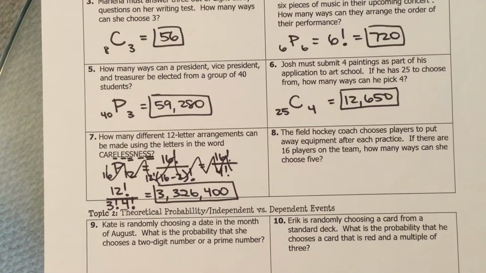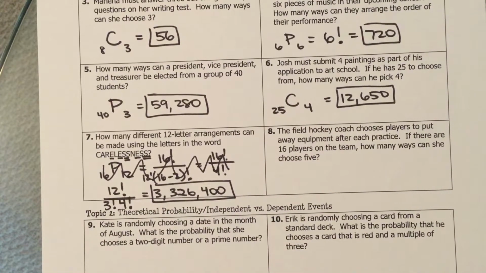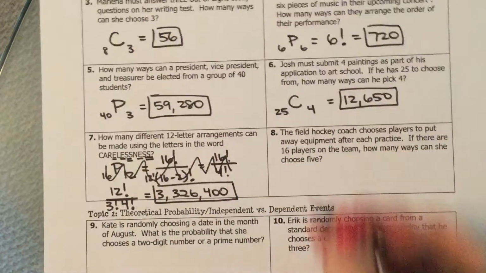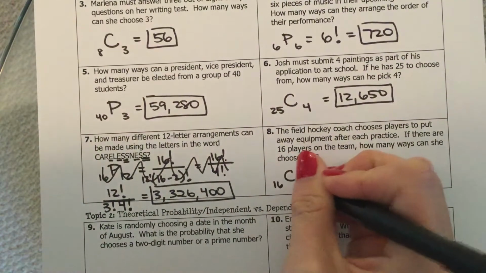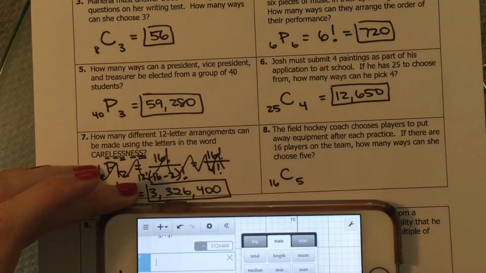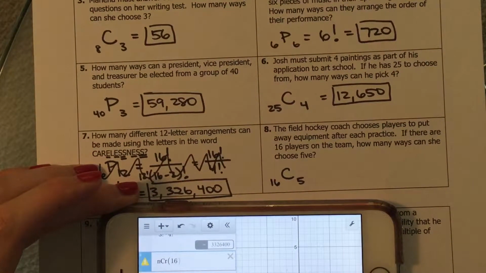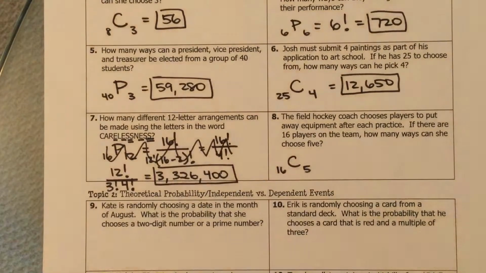All right, number 8, field hockey coach chooses players to put away equipment after each practice. If there are 16 players, how many ways can she choose 5? So in this scenario, order definitely doesn't matter. There are 16 players and we are choosing 5 of those players. All right, so combination, we've got 16 choose 5. 4,368.